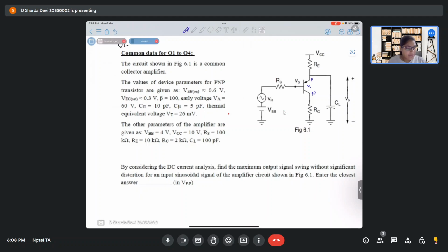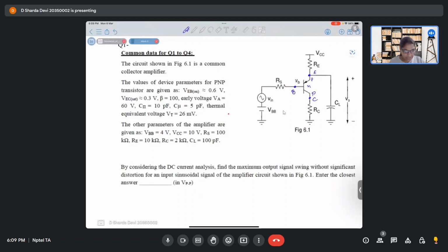So what terminal is this? Ma'am, this is the source. It's a BJT, sorry. It's the emitter, yes. What about this one? This is the base, and the remaining one is the collector.